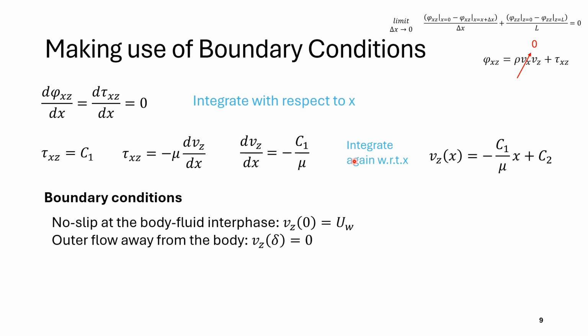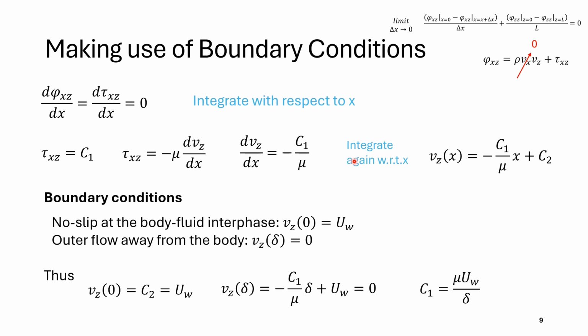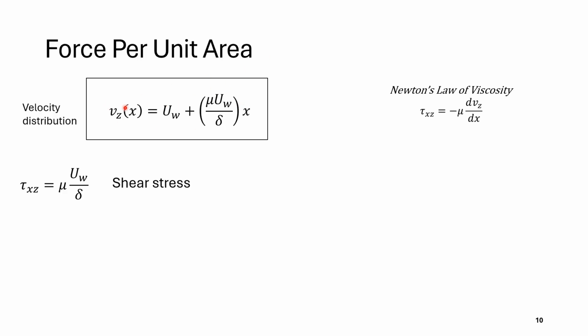So now we apply the boundary conditions. So at the swimmer surface, we use the no slip condition. So Vz of 0 is equal to U sub W. And far away from the swimmer, the fluid is stationary. So Vz of delta is equal to 0. So from this, we find out that our C2 is equal to U sub W. And if we substitute C2 here, we found our C1 is this expression here. So this is the final expression for the velocity distribution, and here we have our expression for the shear stress.